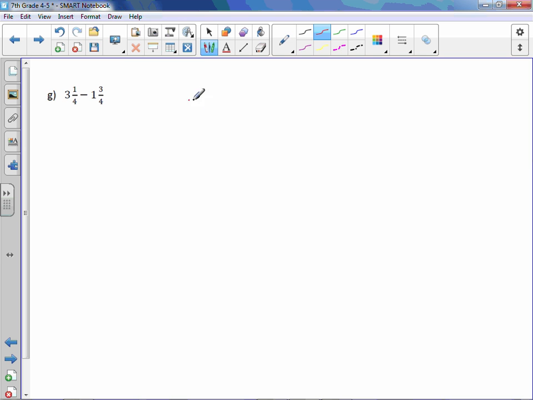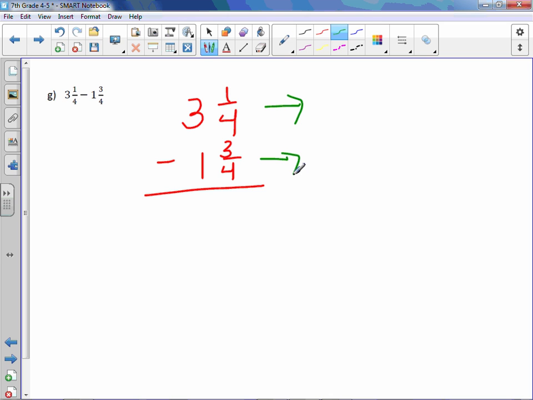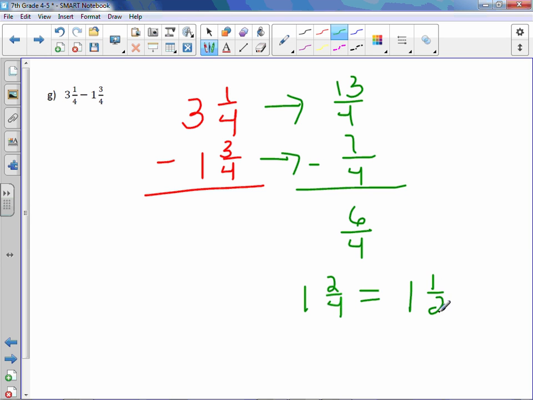Letter G. 3 and 1/4 minus 1 and 3/4. I will do improper fractions. 3 times 4 is 12, plus 1 is 13, so 13/4 minus 1 times 4 is 4, plus 3 is 7, so 7/4. 13/4 minus 7/4 is 6/4. Change it to a mixed number. It would be 1 and 2/4, which can be reduced to 1 and 1/2.